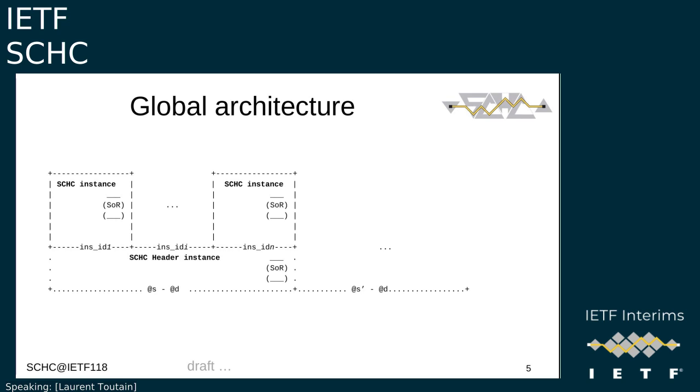Then we have the SCHC header. The SCHC header is something new that we introduced a few months ago that allows you to carry some signalization for SCHC. And for the SCHC header, we have a specific set of rules. In the SCHC header, we can have an instance identifier. And when we have decompressed the SCHC header, we have this instance identifier, and then we can look at which instance we send the rest of the SCHC packet to for decompression. And here also, for each of them, we have a specific set of rules.